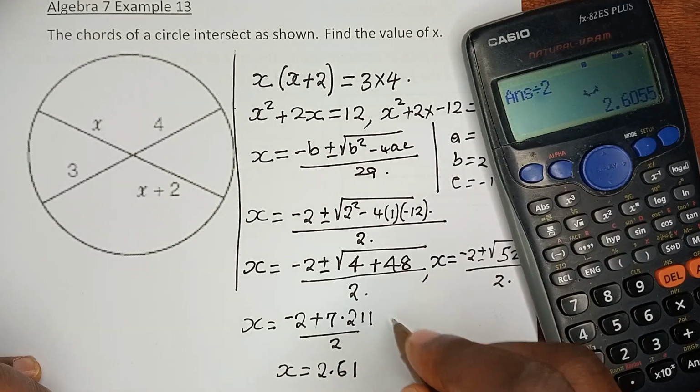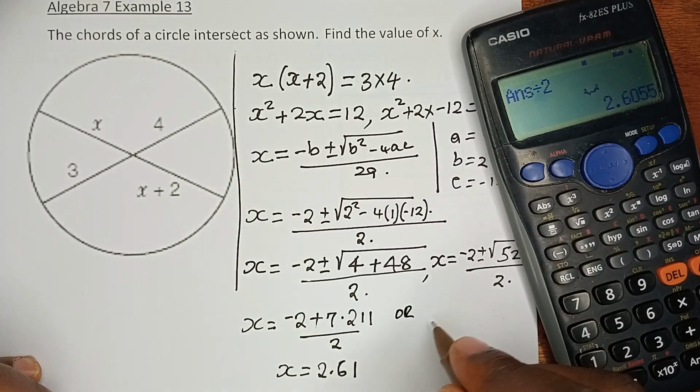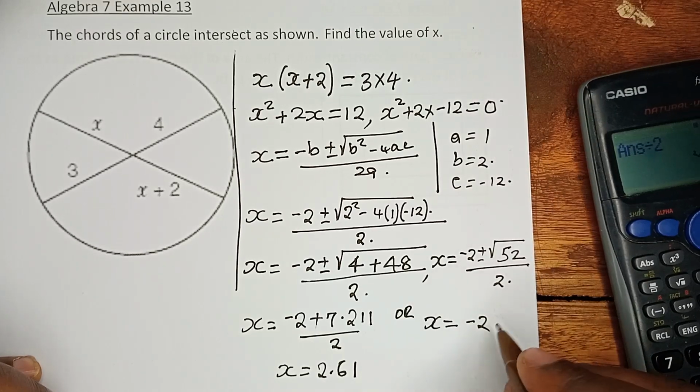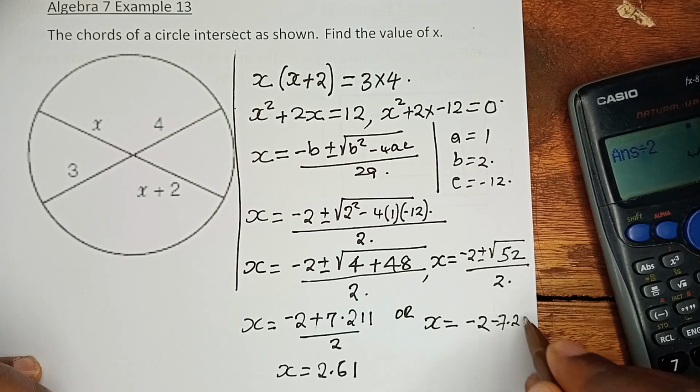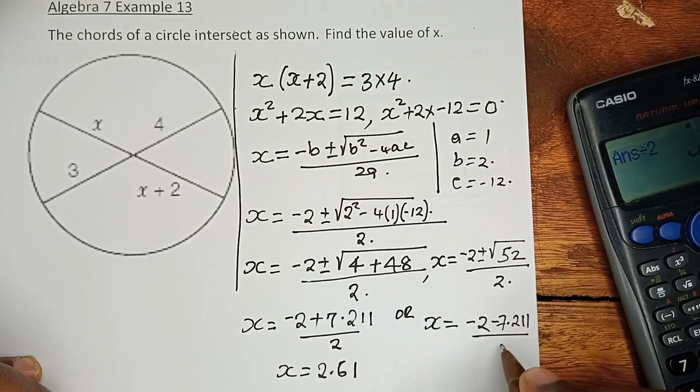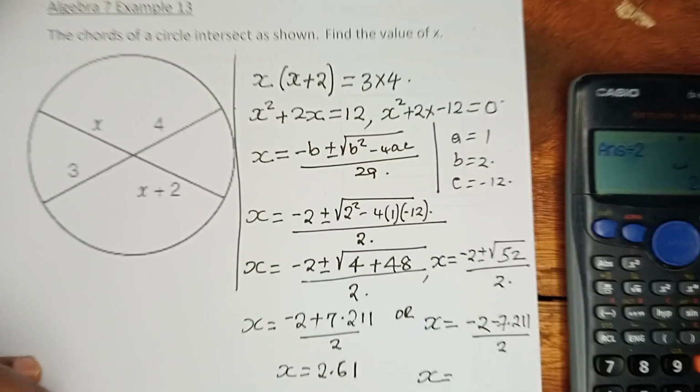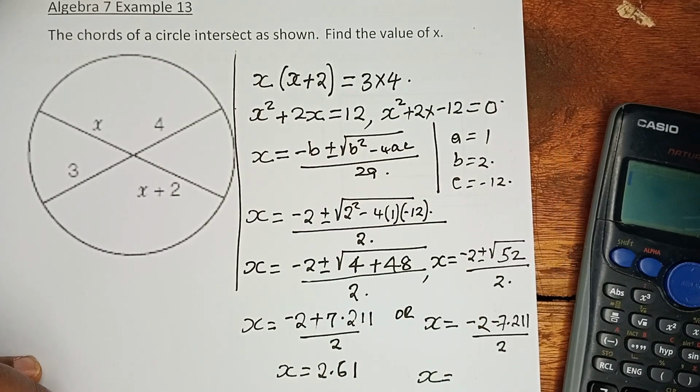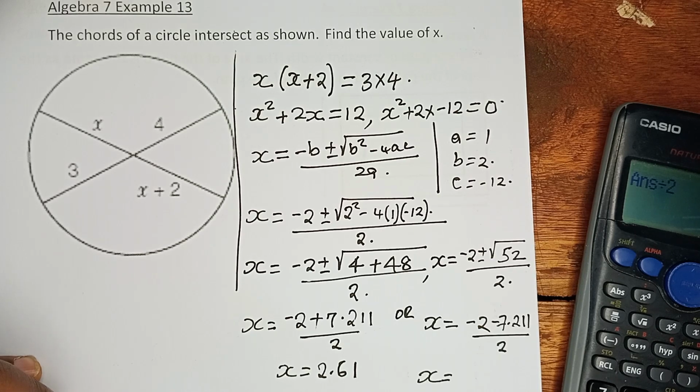X is 2.61, or x is equal to minus 2 minus 7.211 everything over 2, and another possible value of x is minus 2 minus 7.211 is equal to that, divided by 2 equals minus 4.61.